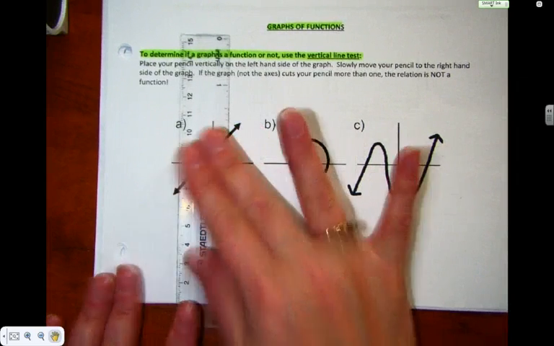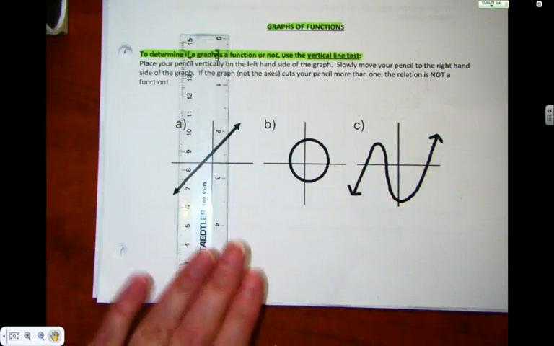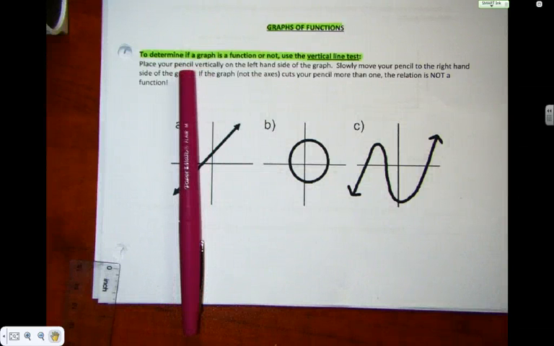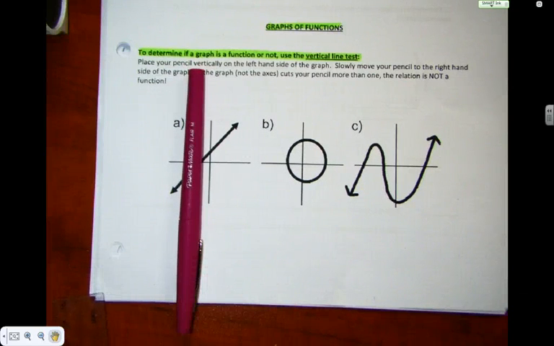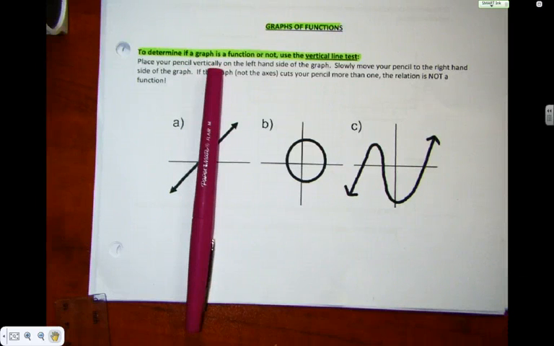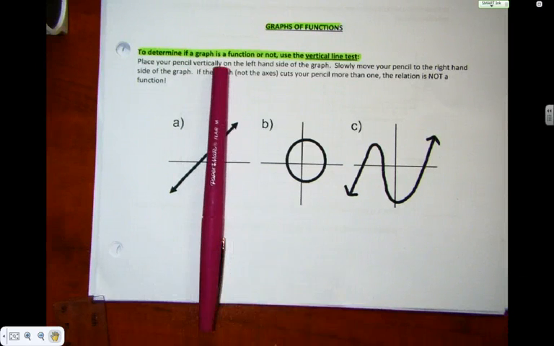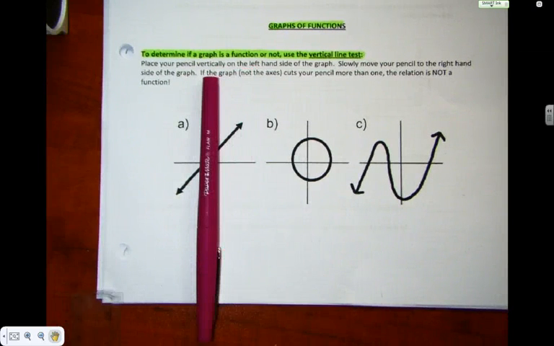Okay, so let's look at the line. I'm going to start on the very left-hand side. How many times does the graph, not the axes, the graph cut through that vertical line? You can use a pen, your finger, a ruler, anything that's vertical. How many times does that line cut through that pen? Once. And if I move it a little bit further along? Once. And a little further? Once.